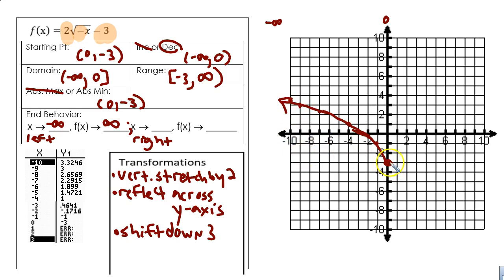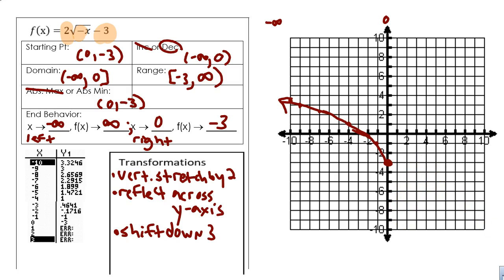On the right side, I'm not going forever. I run into a point. When I start going to the right end, I hit a point. I have to describe that point. Well, that point has an x value of 0 and a y value of negative 3. So as I travel along this function to the right, I'm getting closer and closer to 0 comma negative 3, an x value of 0 and a y value of negative 3. And that is it. We've listed all of our transformations, all of our characteristics, and we've got a graph to go with it.